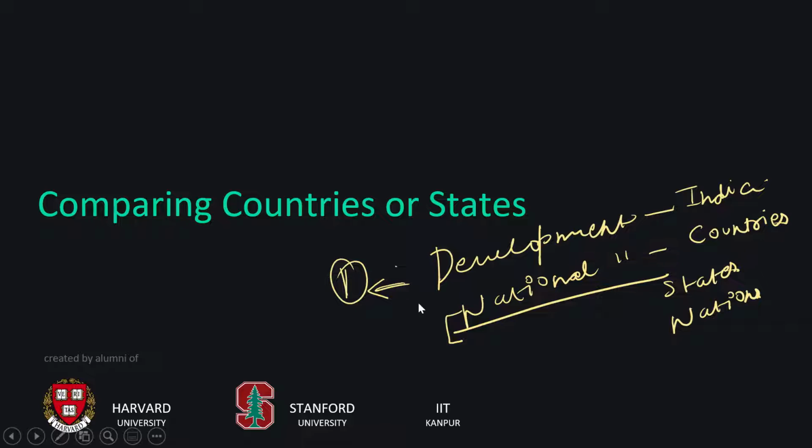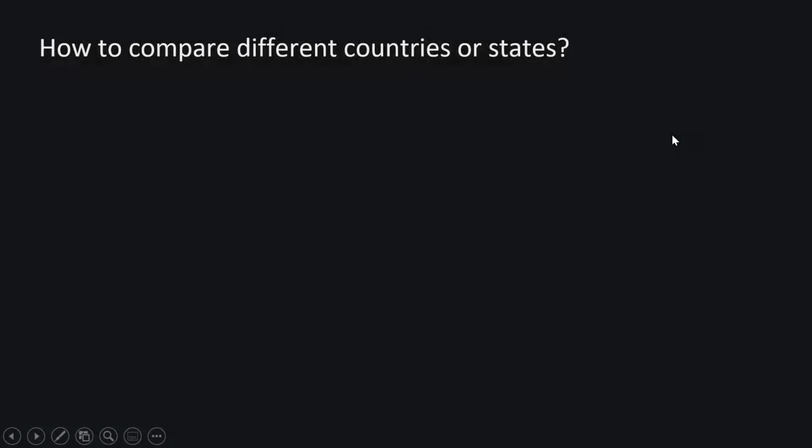Alright, so beginning with our second part. In the second part, what we are going to discuss is comparing countries and states. I think you might already have gotten an idea that in this video we'll be comparing countries and states and whether they are developed or not developed. So let's get started and see what's next: how to compare different countries or states.